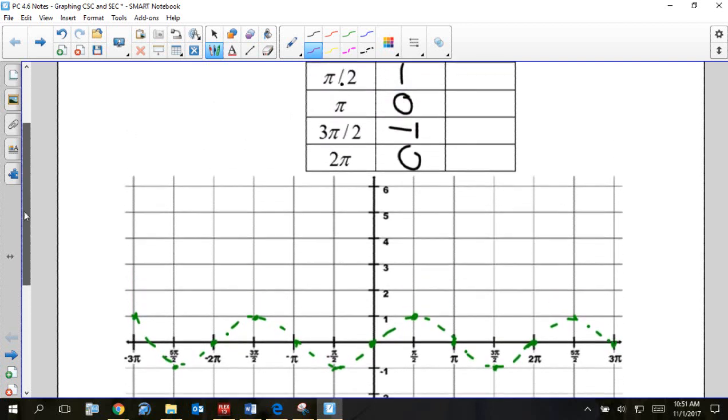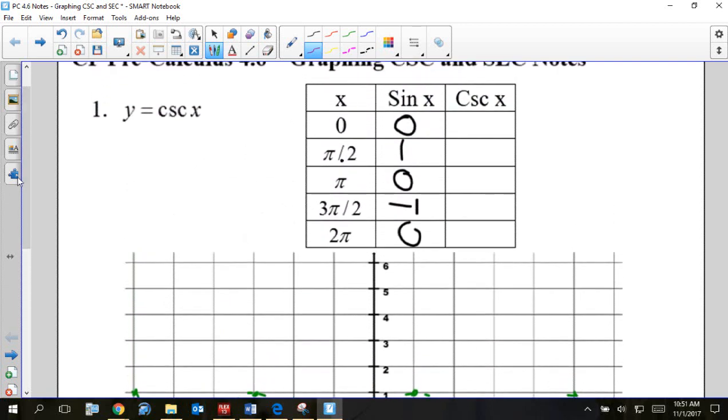So now I'm going to go and I'm going to reciprocate the values. So 0. What is the reciprocal of 0? Undefined. And the reciprocal of 1 is 1. Reciprocal of 0, undefined. The reciprocal of negative 1 is negative 1. And the reciprocal of 0 is undefined. So we have 3 undefined values, and we have to graph those somehow.